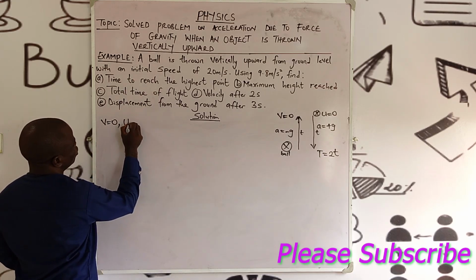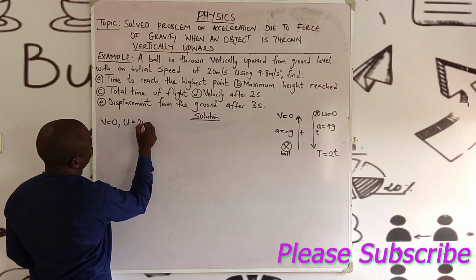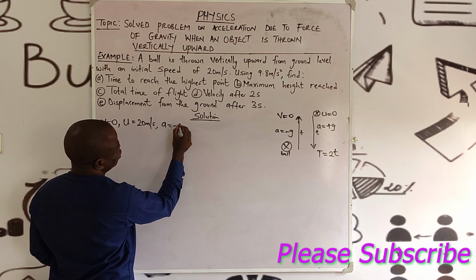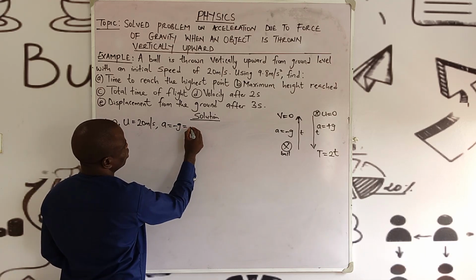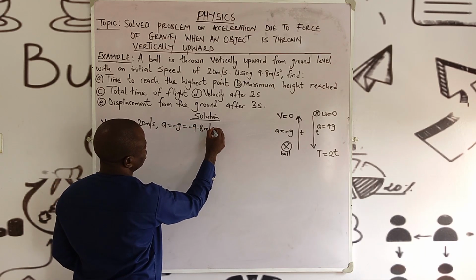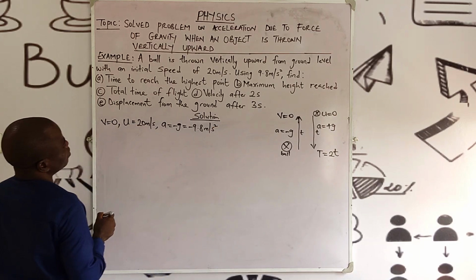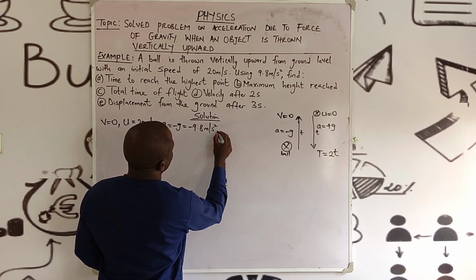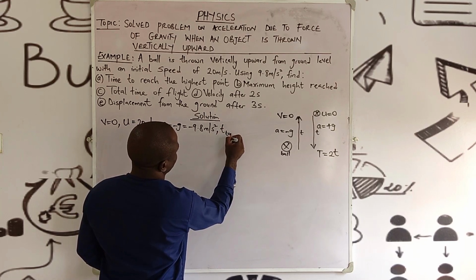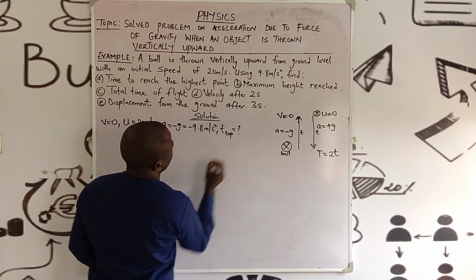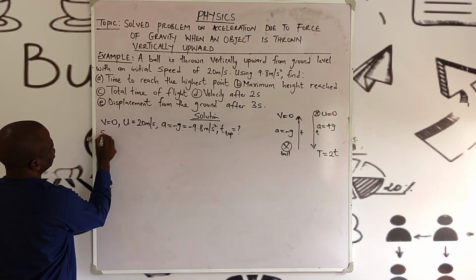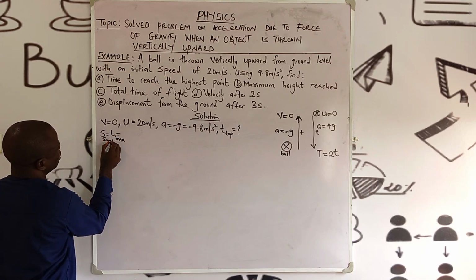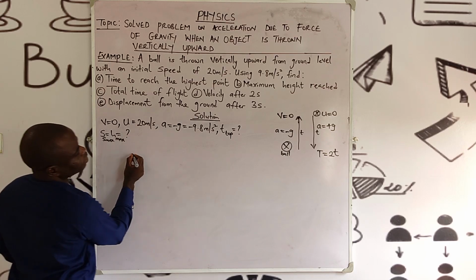Initial speed u is 20 meters per second. Acceleration, take it as minus g because it's being thrown up, minus 9.8 meters per second squared. Time to reach the highest point, that is t top. That's what you are looking for. Maximum height, s equals h maximum, same thing, question mark.